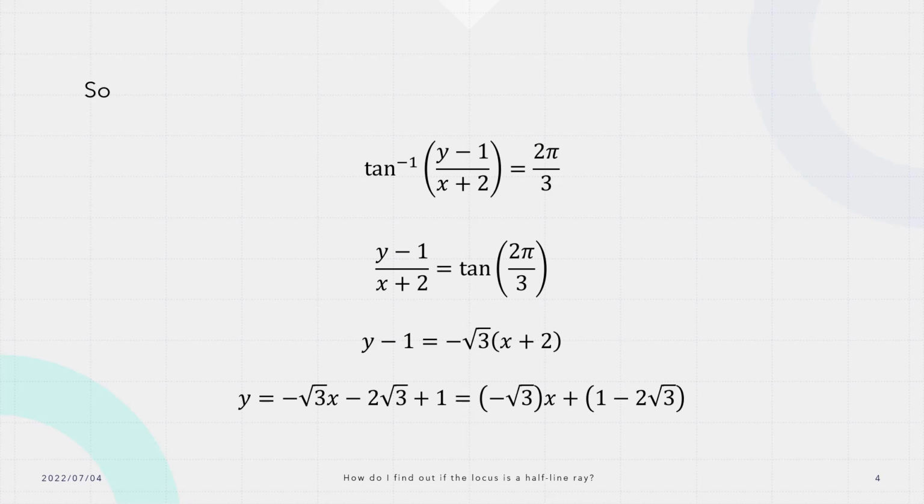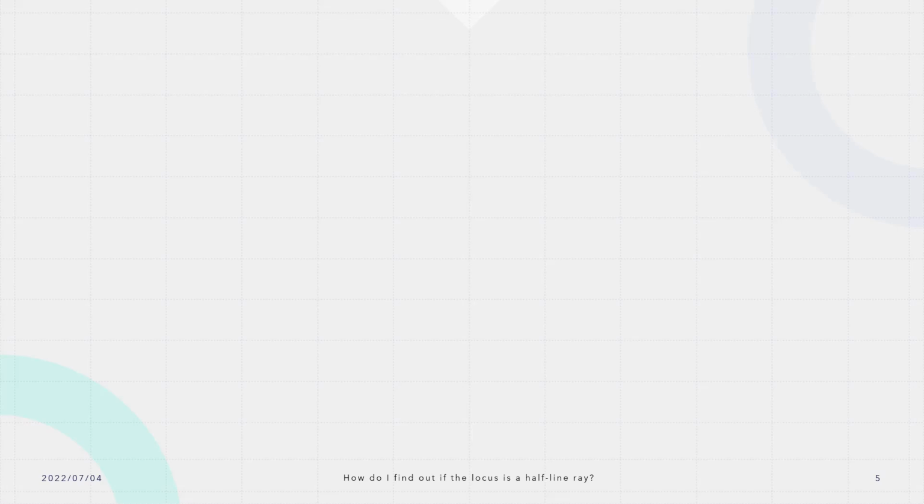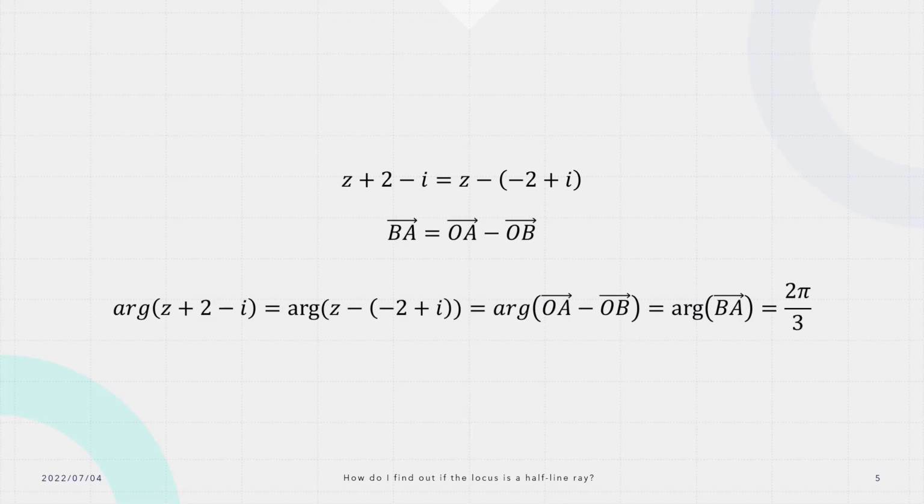However, there is a restriction on the line. Let us use our knowledge of vectors and use an Argand diagram to understand why we have a restriction. Since z + 2 - i can be written as z - (-2 + i), then we can use our knowledge of vectors to rewrite the argument as the vector BA equal to 2π/3. You can see that if OA is equal to OB, then BA will be equal to 0.